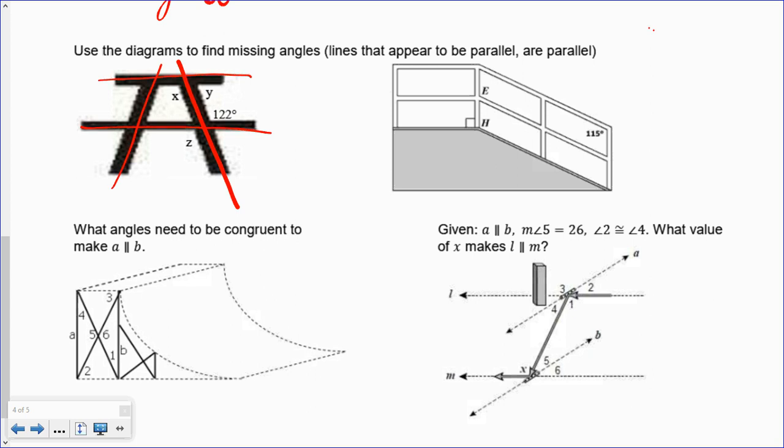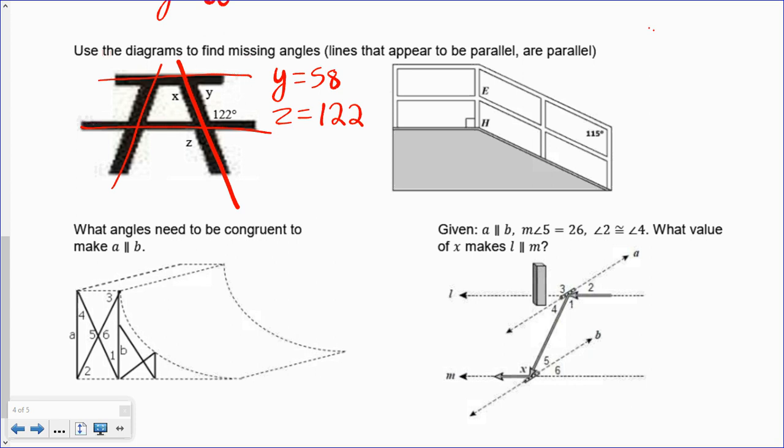So how would I find the measure of these variables? Pick one and go. 122 and y make 180, which makes y equal 58. Okay, so y and the 122 are consecutive interior, which would be supplementary. So that gives you y is 58. Next one, also x. z is vertical to 122, so z equals 122. Okay, z is vertical.